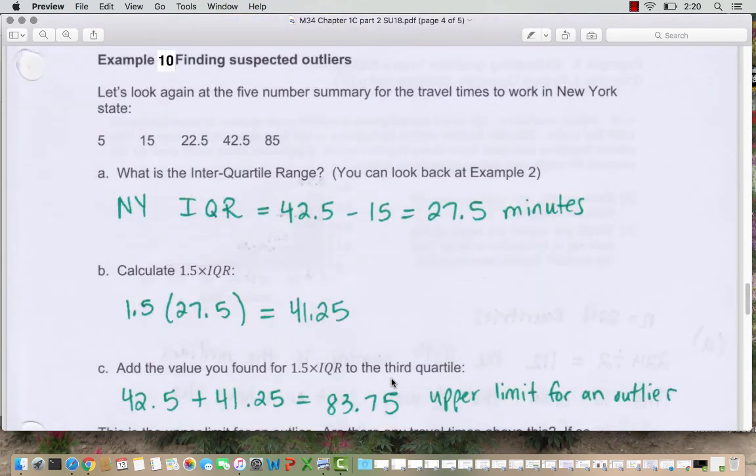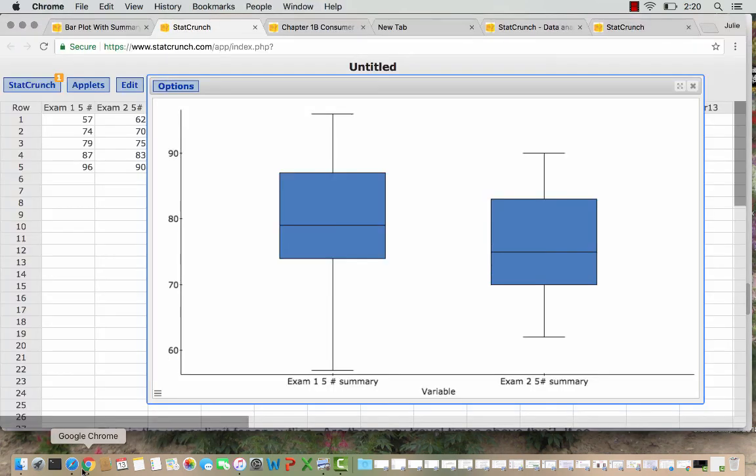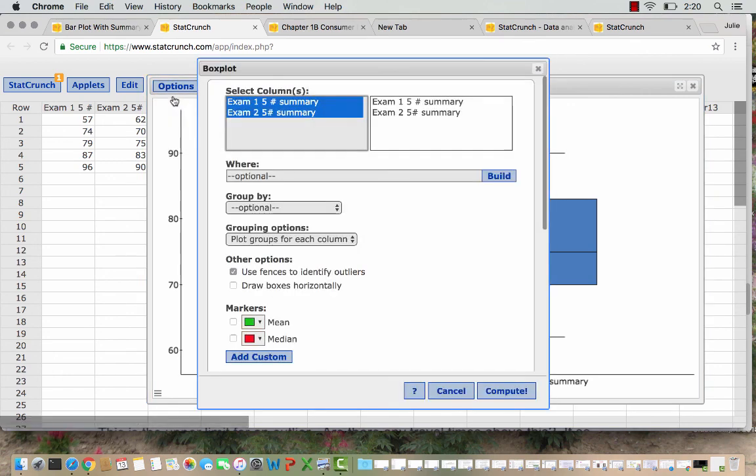So here in example 10, we're going to see how to find suspected outliers. You might have noticed in the StatCrunch option, go to Options, Edit, one of the choices was to use fences to identify outliers. So that was checked here. Since we didn't see any fences to show outliers, in this case we didn't have any visual outliers. If you do leave this checked, StatCrunch will show you the outliers with dots.